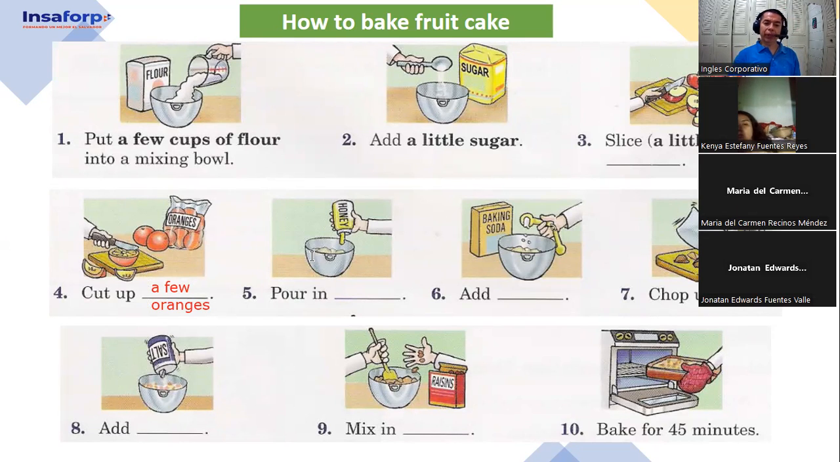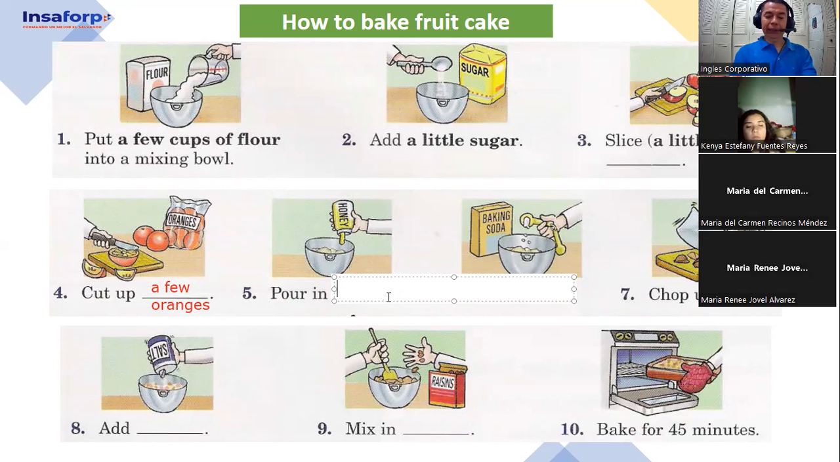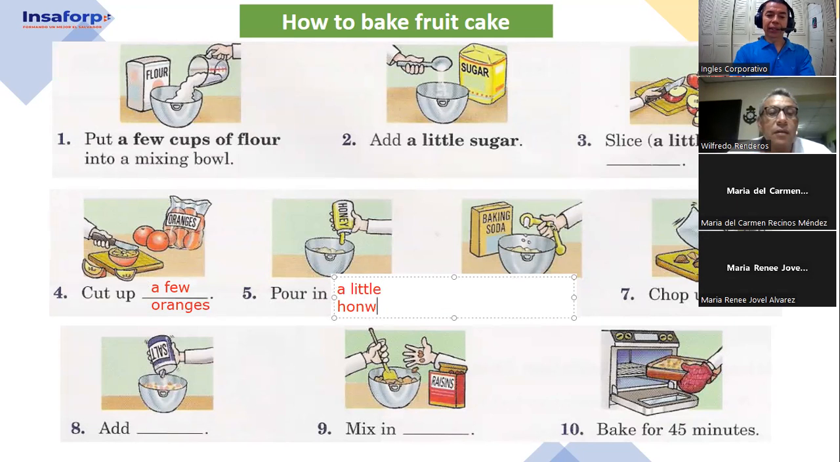Pour in, right? Verter. Pour in a few honey. Honey is countable or not countable? In general, no countable, right? So is it a little or a few? A little. Excellent. A little honey, right? Estrenamos la nueva palabra. Thank you, María René.